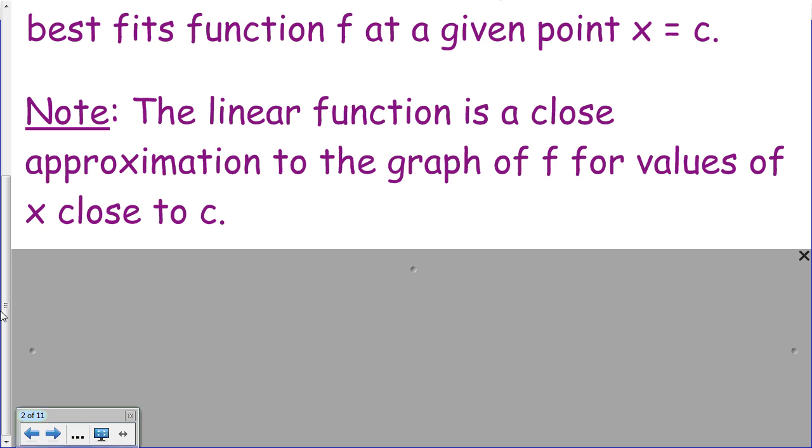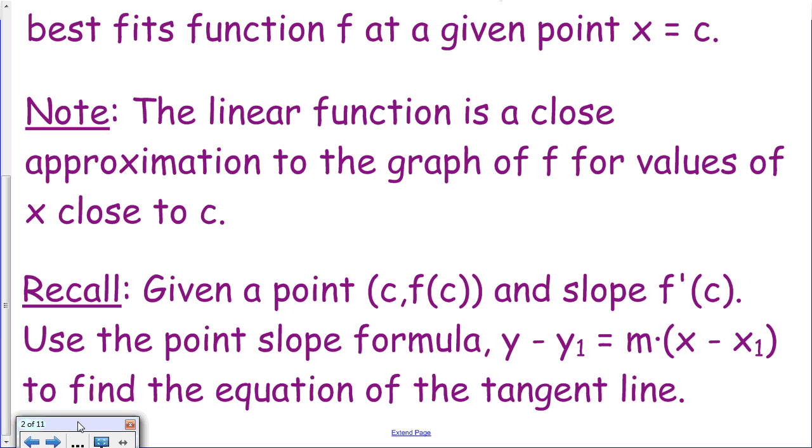And the last thing, just to recall how we did this back in chapter 2: if we want to find the equation of the tangent line, we had to find two things. We're given a point (c, f of c), and a slope, f prime of c. Remember, that's how you find the slope: find the derivative and evaluate at c. Then you can use the point-slope formula, y minus y1 equals m times (x minus x1), to find the equation of the tangent line. We've done that a number of times, and we're going to use that same technique here to find the linear approximation, or the linearization, of a function.